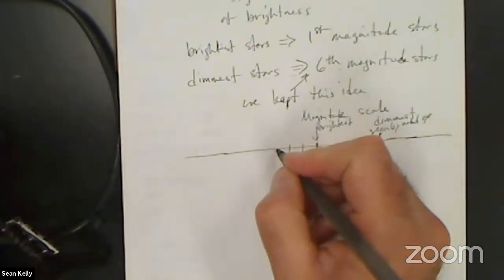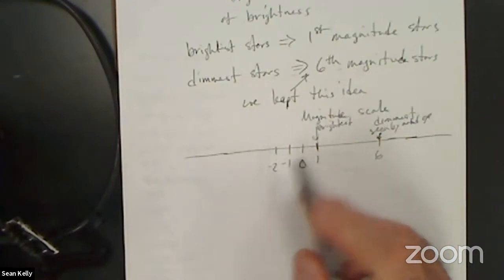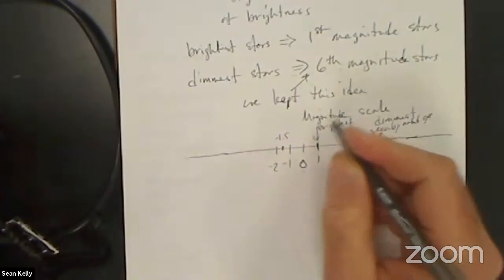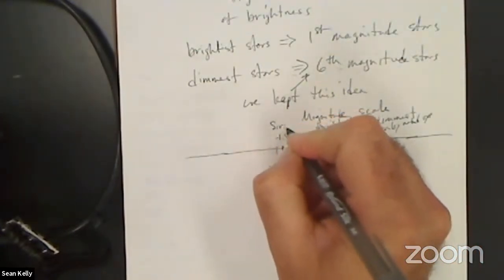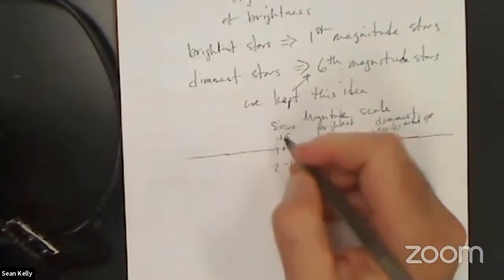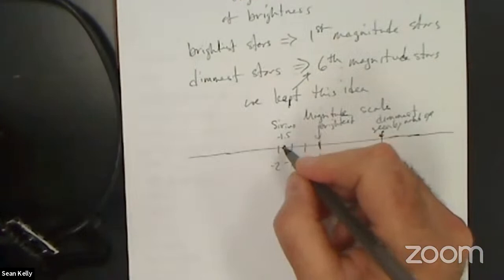And it turns out that the brightest star in the sky is somewhere between negative one and negative two. It's about, let's say, negative 1.5. And it's a star called Sirius, the brightest star in the sky. And Sirius is the dog star. It's about negative 1.5 in magnitude, okay?